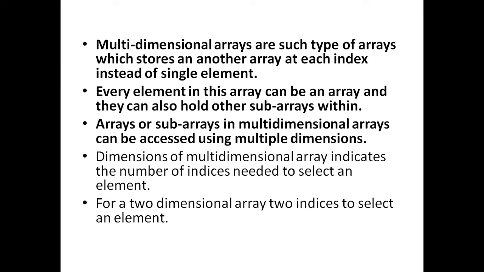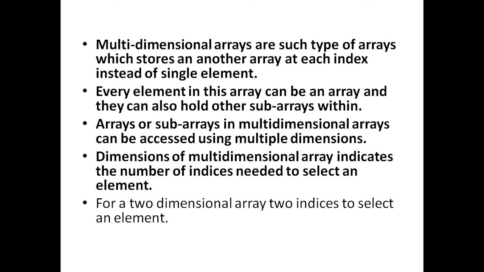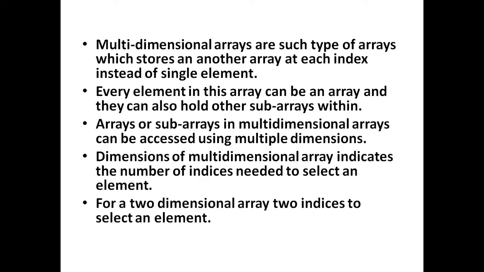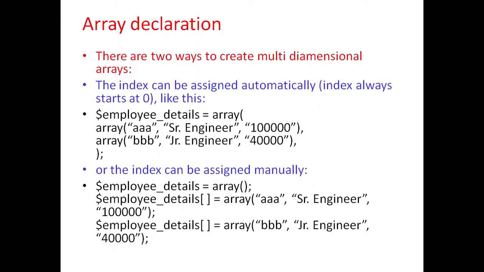Arrays or subarrays in multidimensional arrays can be accessed using multiple dimensions. Dimensions of multidimensional array indicates the number of indices needed to select an element. For a two-dimensional array, 2 indices are used to select an element. There are 2 ways to create a multidimensional array.